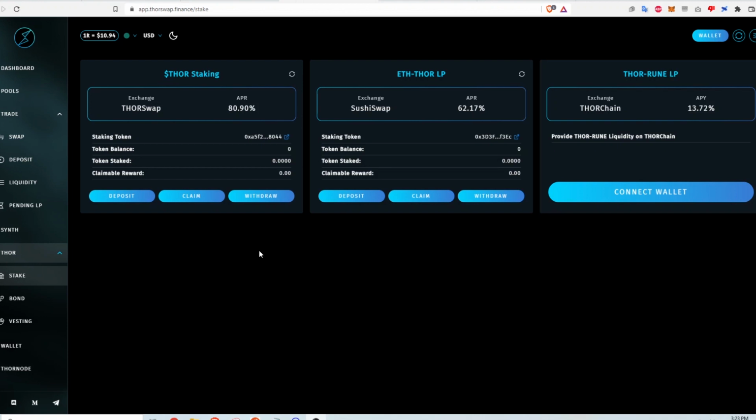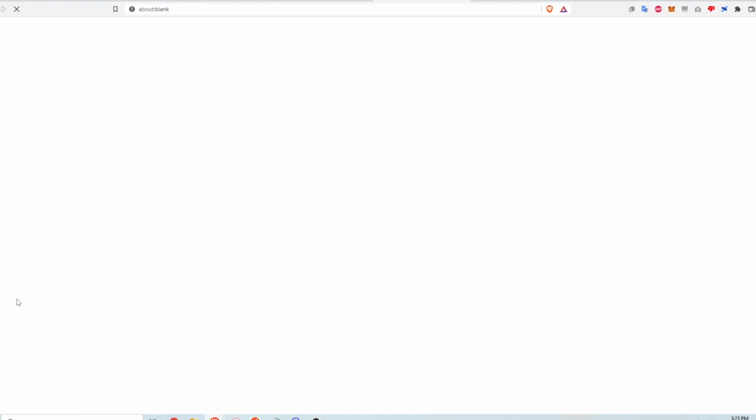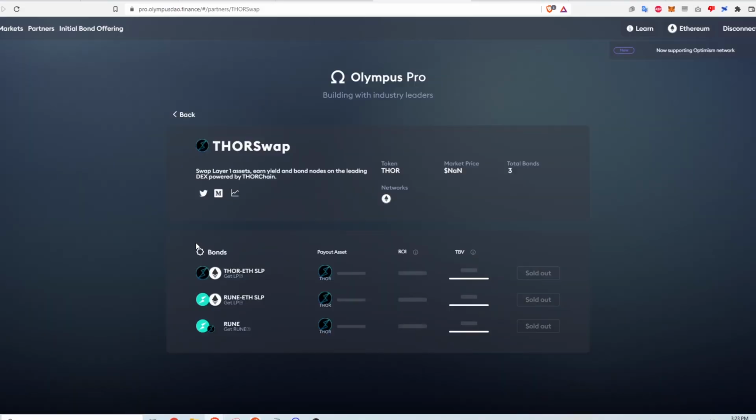The last thing I'm going to walk through and talk about is bonding the Thor token. So if I click on bond here, it brings me to this page, Olympus Pro. And if you guys are familiar with Olympus, it was a DAO that pioneered the bonding mechanism. And now this bonding mechanism is used by many other platforms in order to basically fundraise.